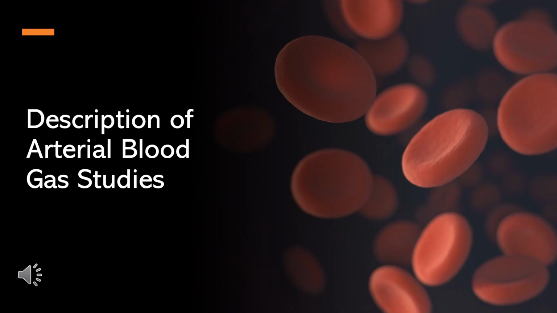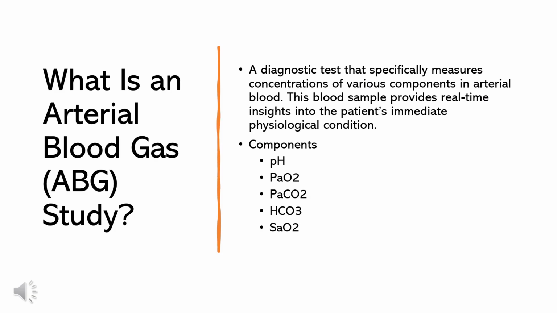Description of arterial blood gas studies. An arterial blood gas study is a diagnostic test that specifically measures concentrations of various components in arterial blood. This blood sample provides real time insights into the patient's immediate physiological condition. This test assesses five main parameters, each giving its unique set of clinical information.